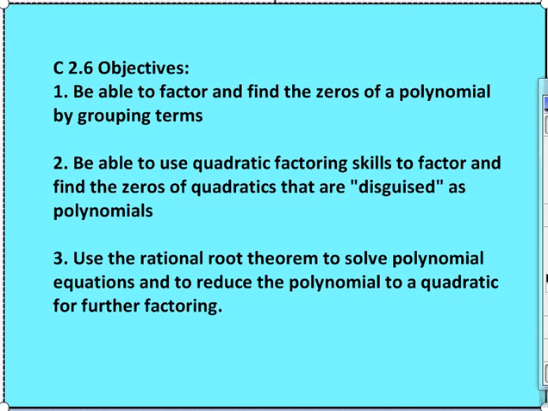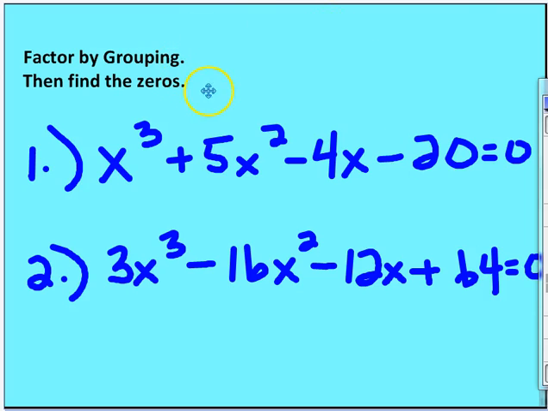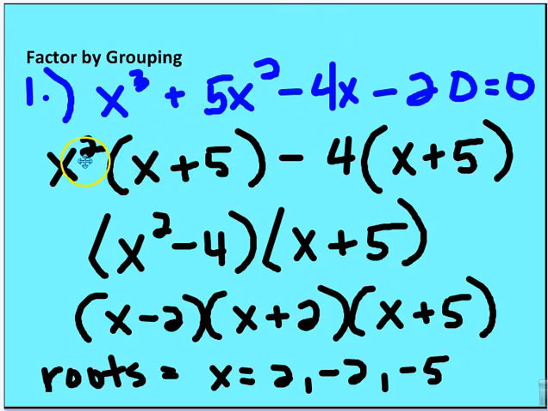Let's get started and talk about factoring by grouping. We're going to factor by grouping x cubed + 5x squared - 4x - 20. I'm going to go through one, and you're going to go through the other. Let's talk about what I'm doing here. I'm going to group the terms. I've grouped x cubed + 5x squared. I removed a common factor in x squared times (x + 5), and minus 4 times (x + 5). I factored by grouping here.